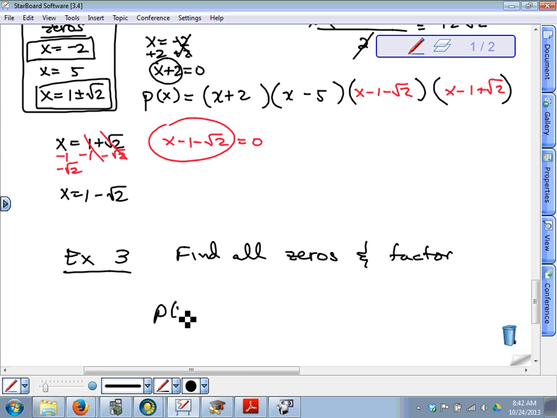So, the polynomial is x to the fourth minus 5x squared plus 4.